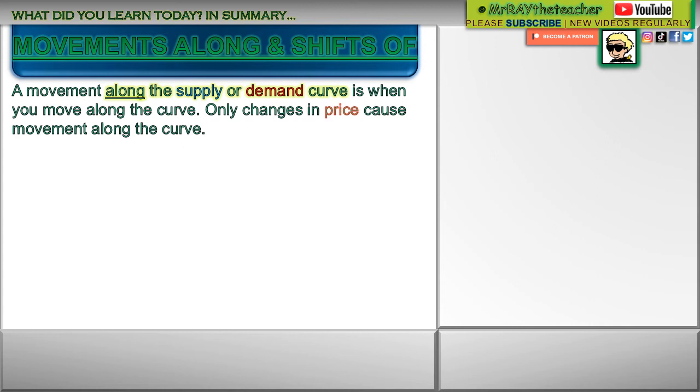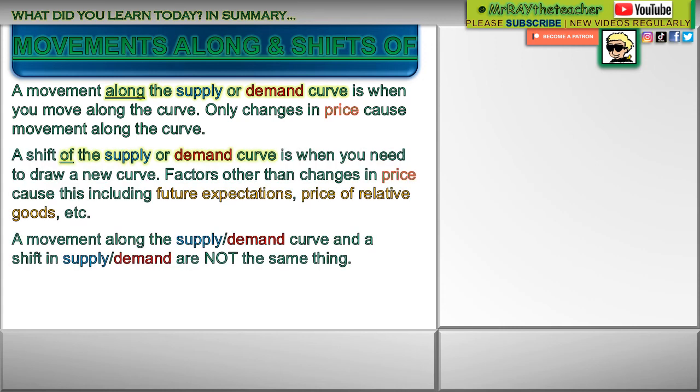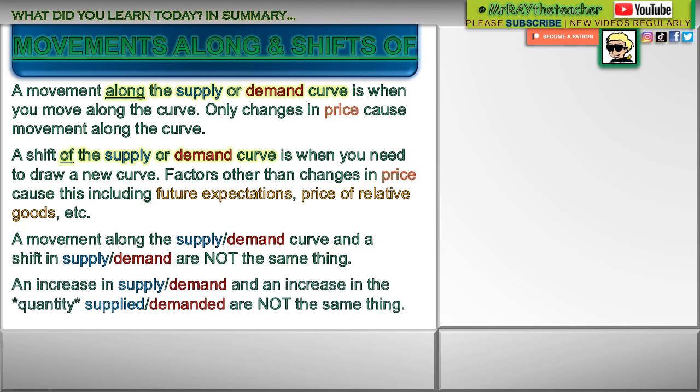A movement along the supply or demand curve is when you move along the curve. Only changes in price cause movement along the curve. A shift of supply or demand curve is when you need to draw a new curve, and factors other than changes in price cause this, including future expectations, price of related goods, etc. And a movement along the supply or demand curve and a shift in supply and demand are not the same thing. And an increase in supply and demand and an increase in the quantity supplied and demanded are not the same thing.